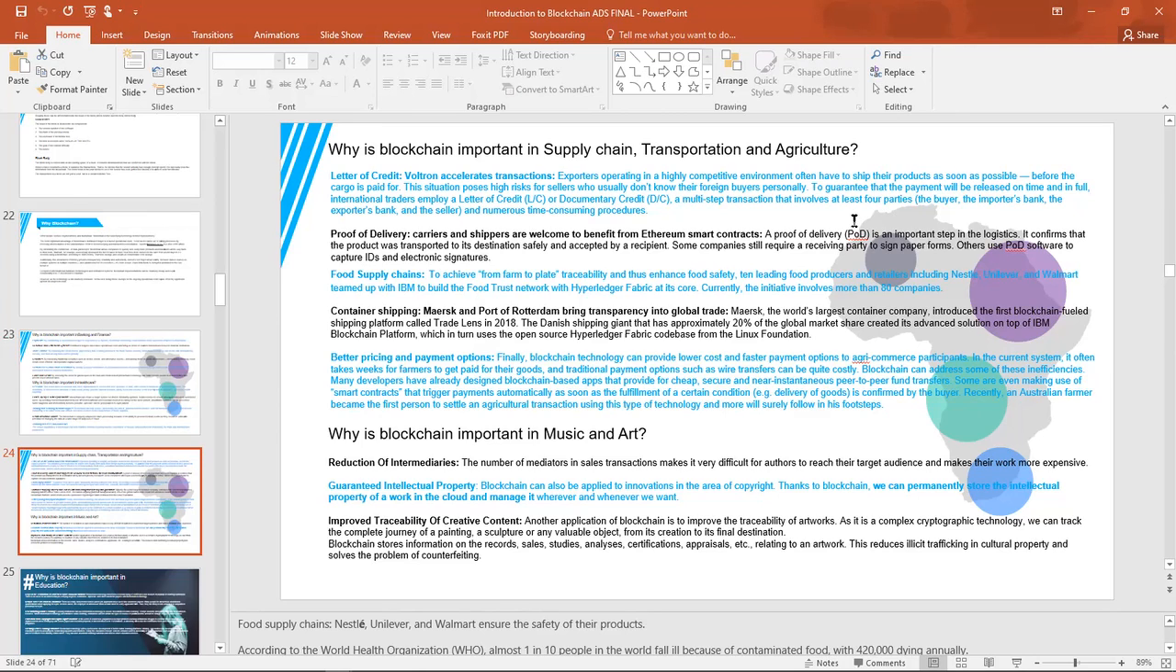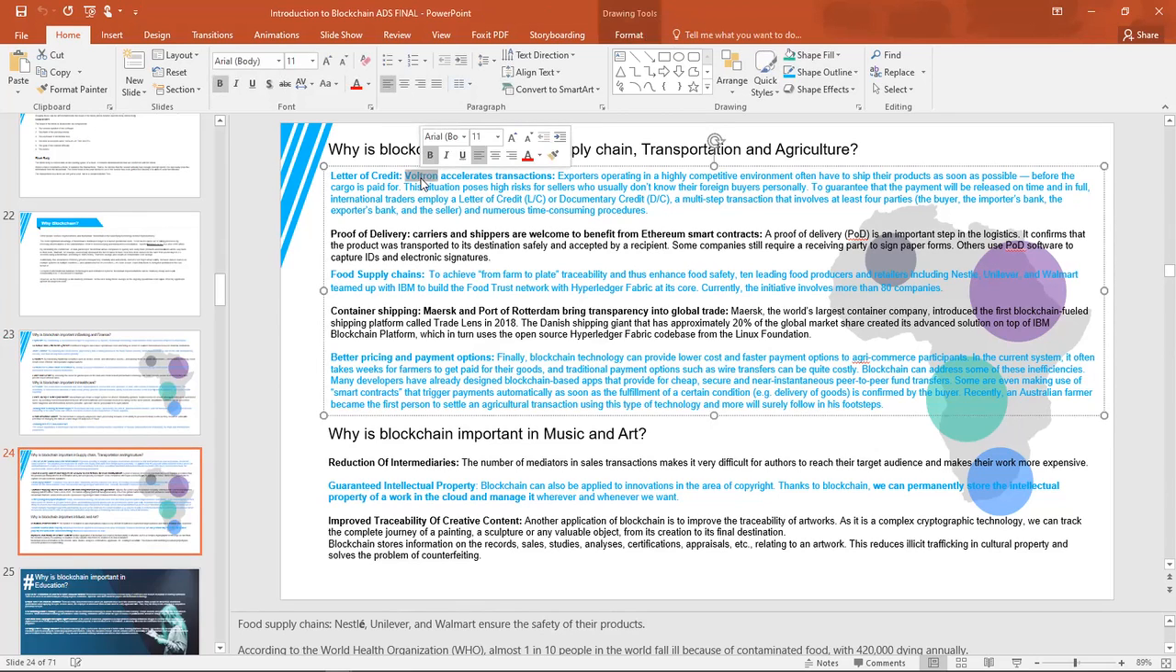So with blockchain, this company called Voltron accelerates transactions. Exporters operating in a highly competitive environment often have to ship their products as soon as possible, before the cargo is paid for. This poses a high risk for sellers who usually do not know their foreign buyers personally. So Voltron has been able to counter that.